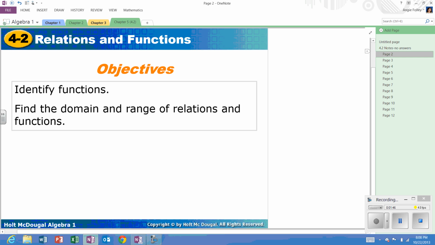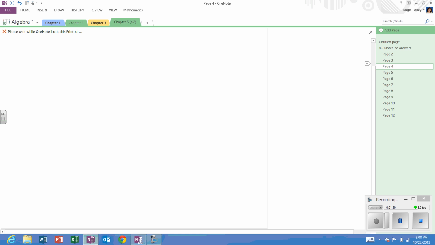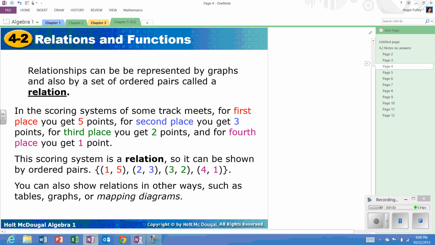So we're going to look at identifying a function and finding the domain and range of relations and functions. Okay, so relationships can be represented by graphs and also by a set of ordered pairs called a relation. So when we have a set of ordered pairs, it's called a relation.